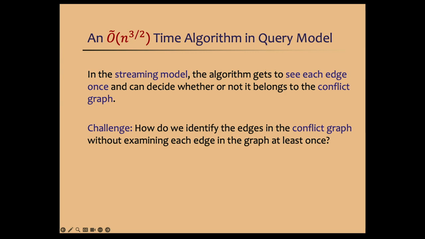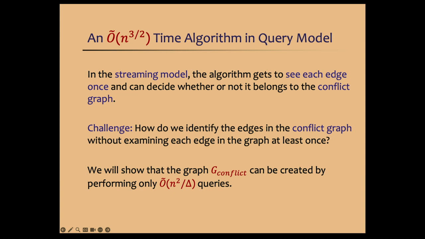Okay. The challenge is only superficial, and it turns out to have an easy solution. We're going to show that if the maximum degree is delta, we can construct the conflict graph by performing only roughly order n square over delta queries. Okay, so why is that?